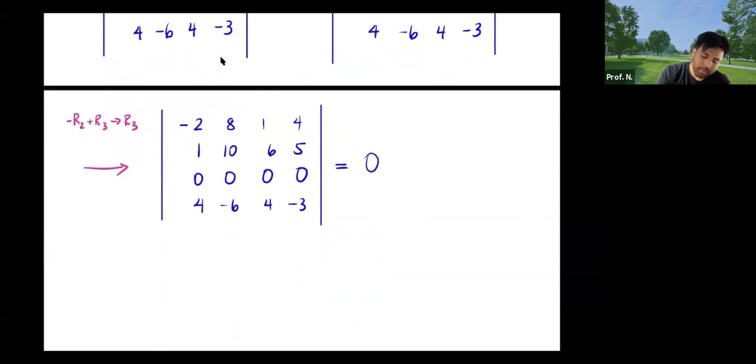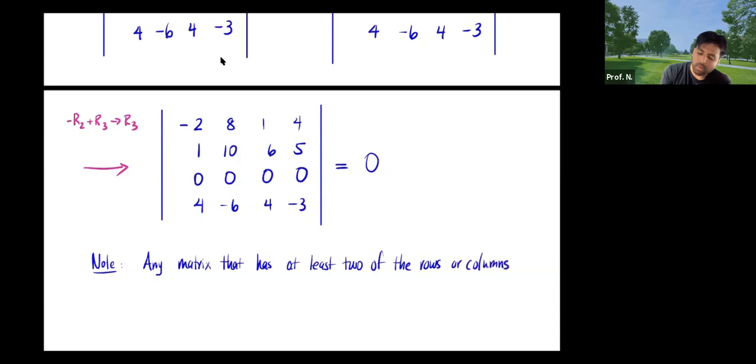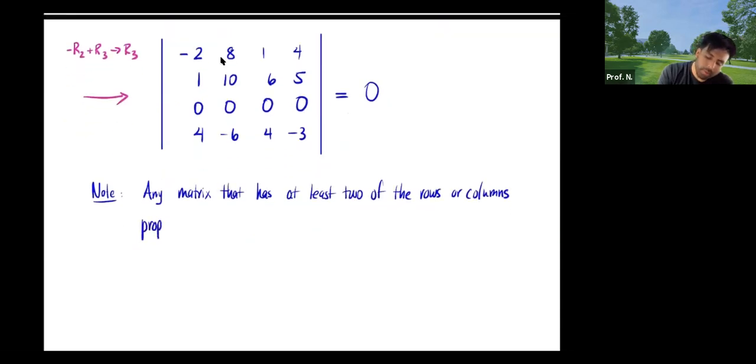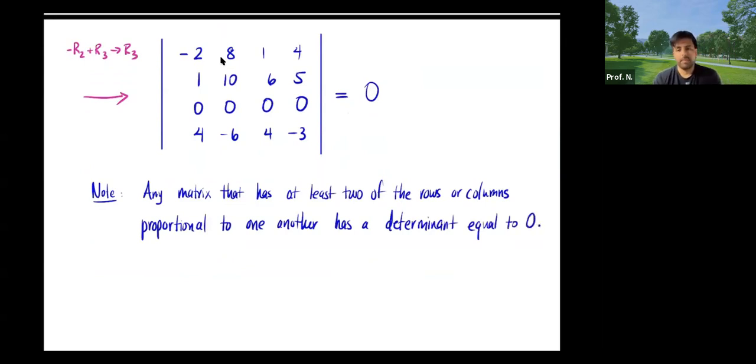So this is another property. Note, any matrix that has at least 2 of the rows or columns proportional to one another has a determinant equal to 0. That's important to see. It's proportional.